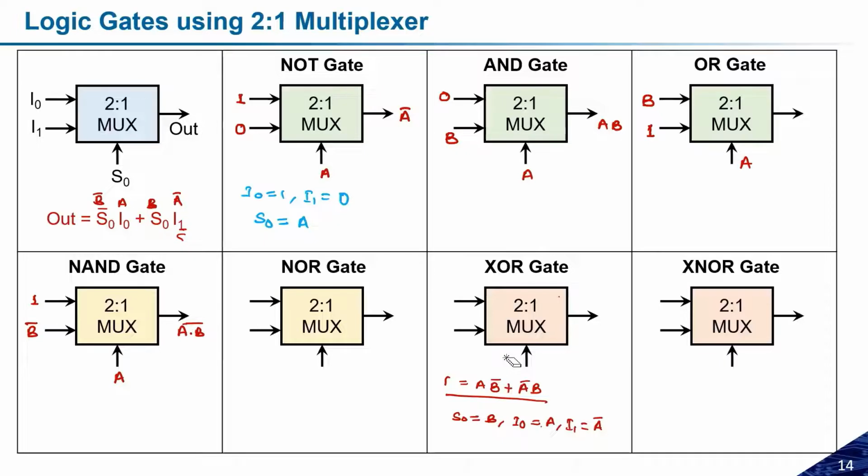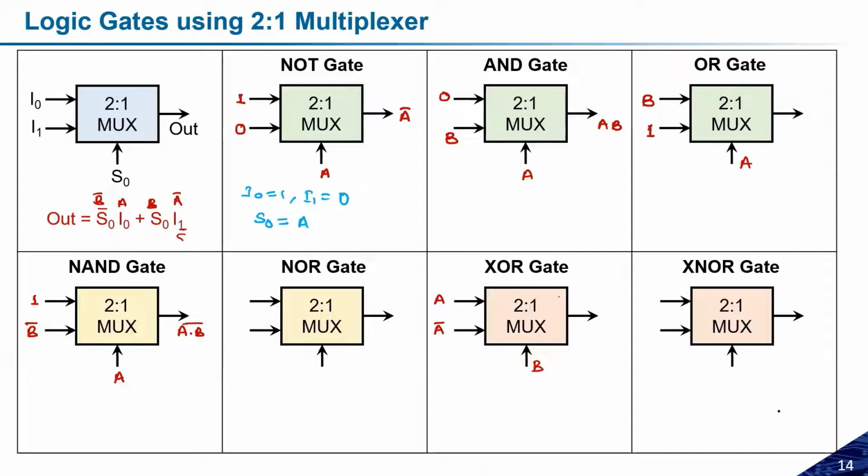So what you need to do is simply set S0 as B, I0 will be A, and I1 will be A bar. Okay, so this is how you can develop the XOR, and similarly you can do it for the remaining two as well, because I have done all the others, only two are left.